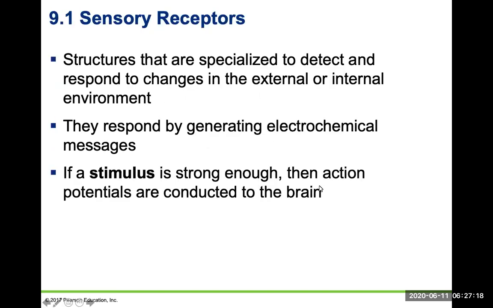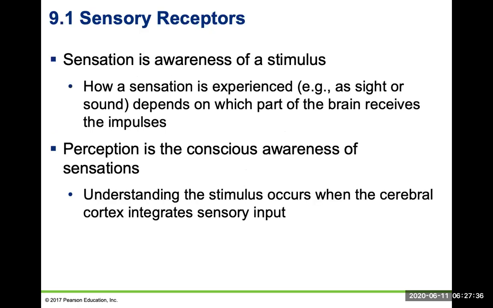First of all, we'll talk about sensory receptors. These are structures that are specialized to detect and respond to changes in the external or internal environment. If a stimulus is strong enough, then action potentials will be conducted to the brain from these sensory receptors. They allow for sensation, which is just awareness of a stimulus, and how a sensation is experienced, such as sight or sound, depends on which part of the brain receives the impulse.